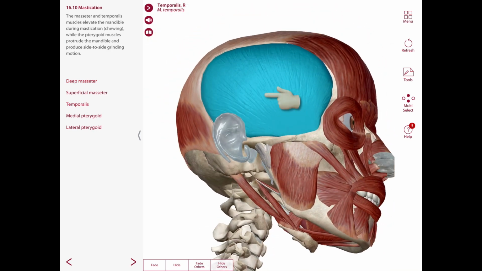As for your temporalis, the origin is the floor of the temporal fossa. Some fibers also originate from the temporalis fascia. The insertion is the tendon that passes medial to the zygomatic arch and it inserts into the coronoid process and anterior border of the ramus of the mandible. The nerve supply is the deep temporal nerves, the anterior and posterior branches. And the main action is the elevation of the mandible for bilateral contraction and retrusion of the mandible.